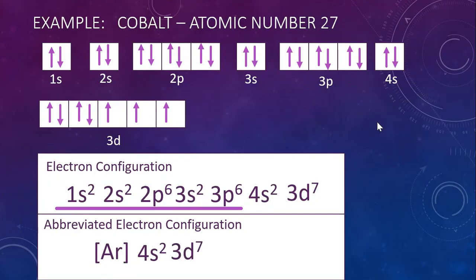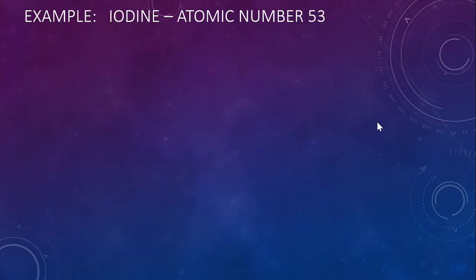Last one, let's do iodine. That's kind of big. Iodine has 53 electrons. Let's get them all done. Let's go. 1s, there are 2. 2s, there are 2.